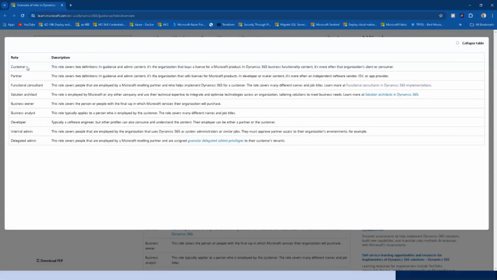right? And when we have a partner, the partners are people who actually work with Microsoft to help other customers, like other organizations, to deploy the application, maintain the application, develop the application. You understand? Now, look at this part.